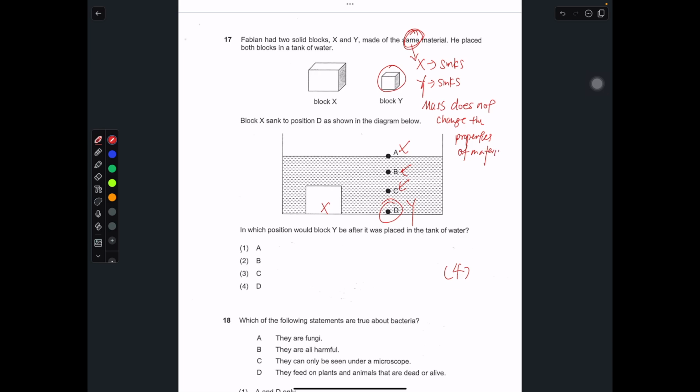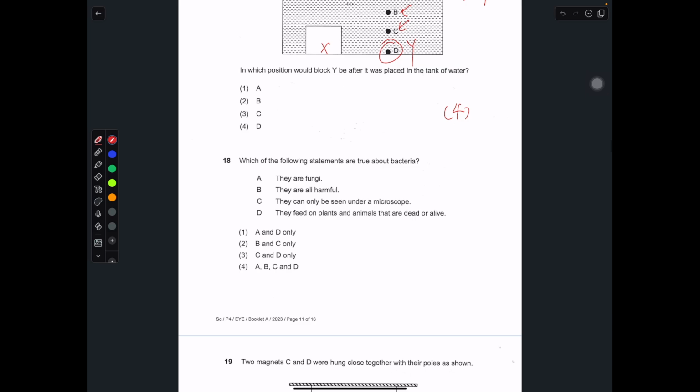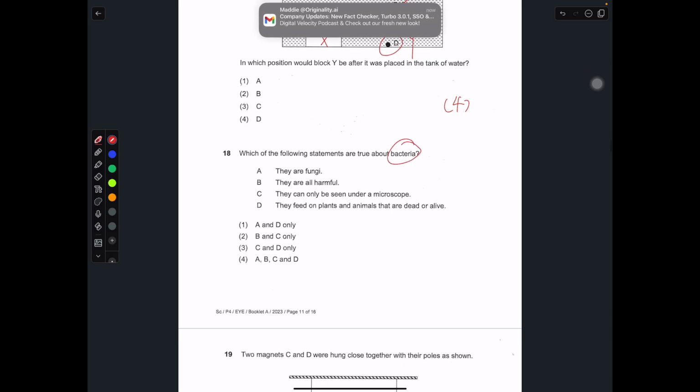Okay, this is the concept that is behind this question. Which of the following is true about bacteria? They are fungi. No, bacteria and fungi are different. They are different groups of living things. They are harmful. No, not all are harmful.